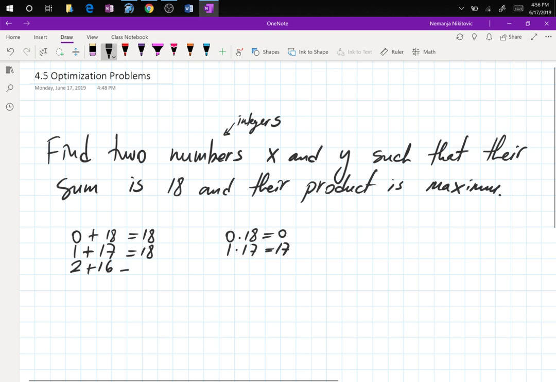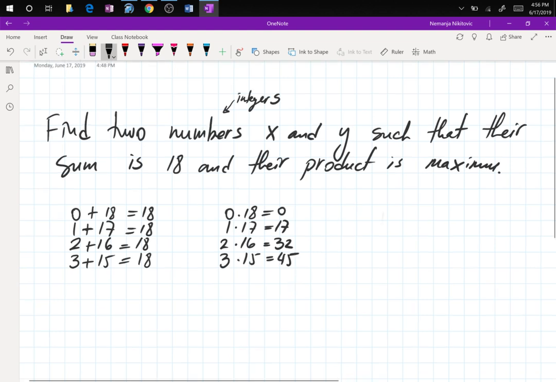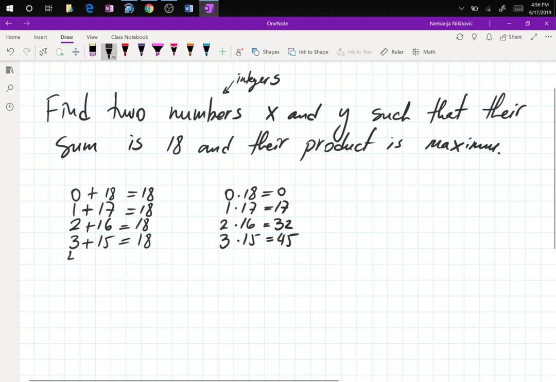2 plus 16 is also 18. 2 times 16 is 32, very good. I think the goal is to get two values that are the closest together, right? Well, we'll see. So 3 plus 15 is 18. So 3 times 15 is 45. So you can see that as you are trying to get two numbers, the product keeps rising, right? So this is 56. So we went from 0 now to 56.